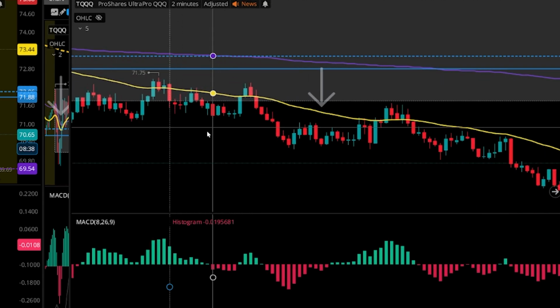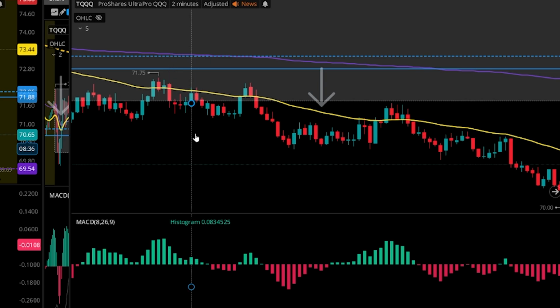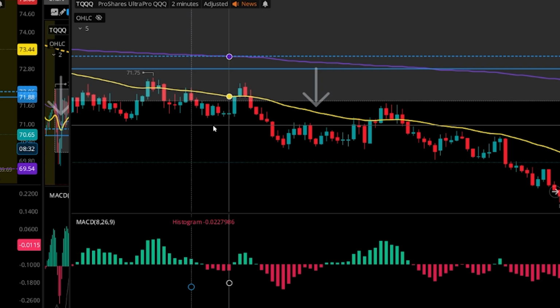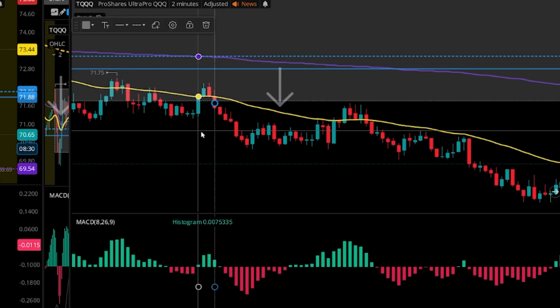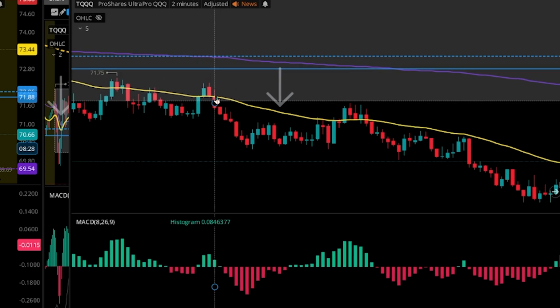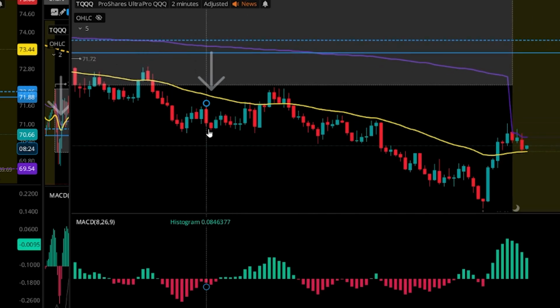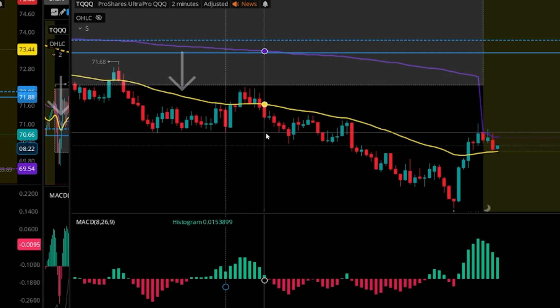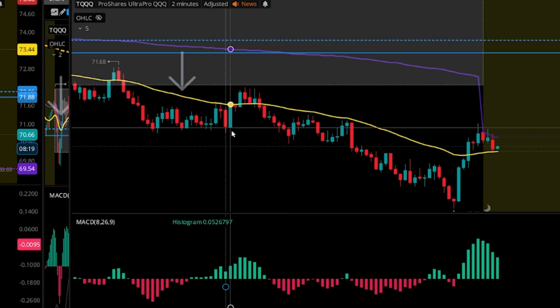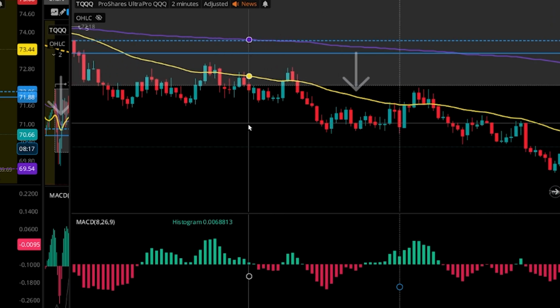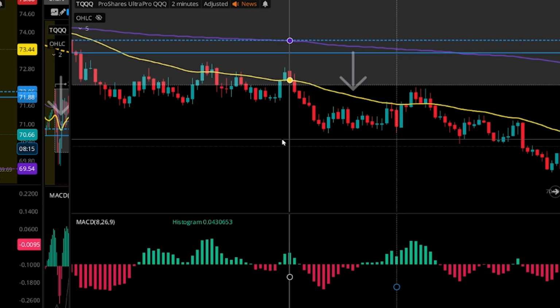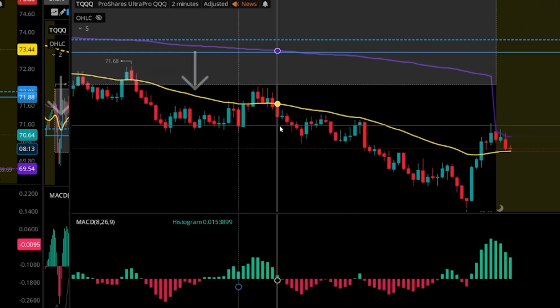So we're going to go on to the next setup here. Now that was another rejection candle off that EMA line right here. Also would have been a win. Look at this. We have a rejection candle off of the EMA. Also would have been a win. Where's the next one? Right here. And that would have been a loss. So far we've got 1 win, 2 wins, 1 loss.